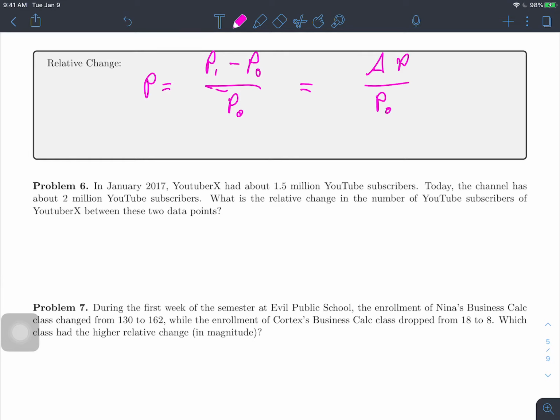P1 and P0 respectively mean: P1 equals price at the end, and P0 means price at the beginning.